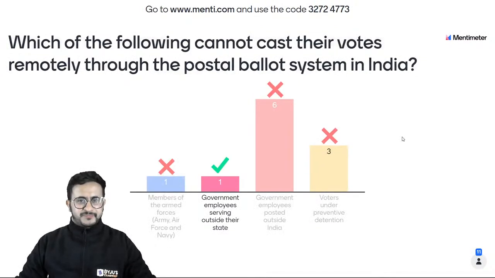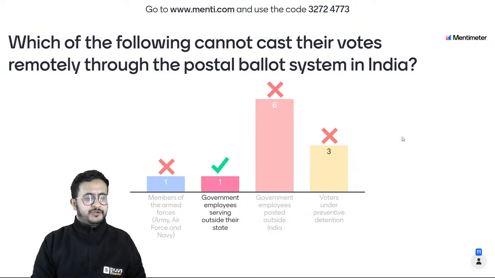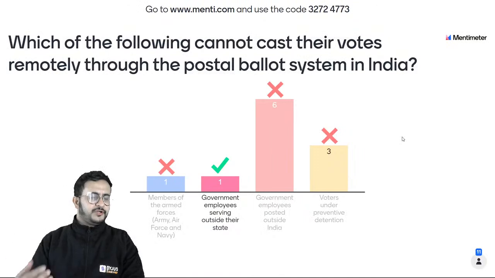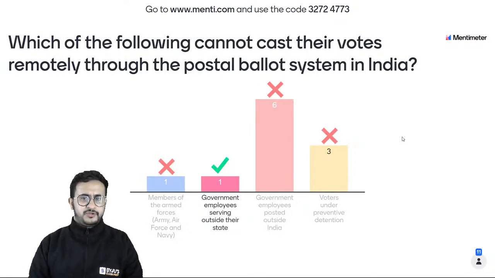Okay, time's up. Something that you could not Google also, right? The people who are serving outside their state are not allowed to vote through the postal ballot system. Postal ballot is meant especially for the armed forces because of course they cannot go to their respective constituencies and vote. So that is a mandate. Apart from that, if government employees are posted outside India, because it will be difficult for them to come to the country and then vote, they are given this remote voting process.